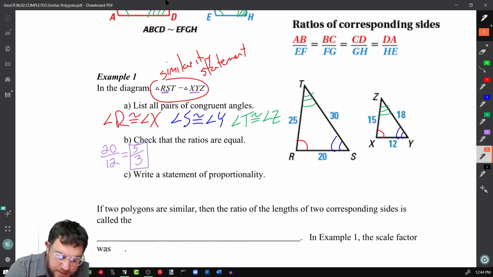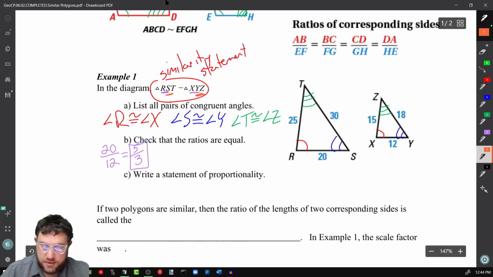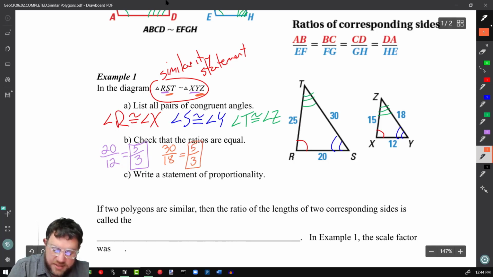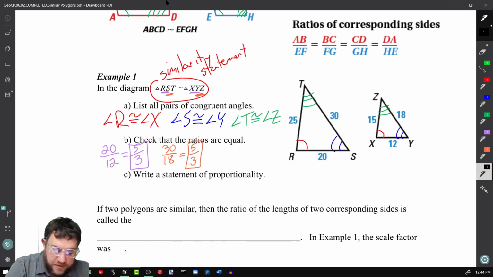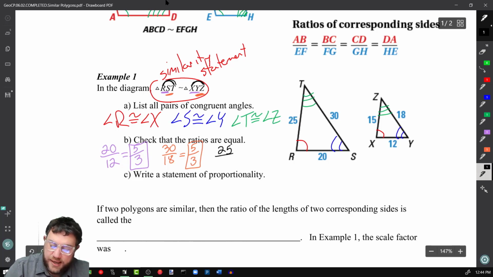Now, ST and YZ go together. ST is 30, YZ is 18. So if we put that in the calculator and reduce our fraction, it is also going to give us 5/3. And then finally, we've got RT and XZ. RT is 25, XZ is 15.